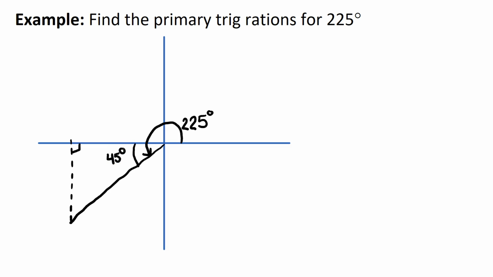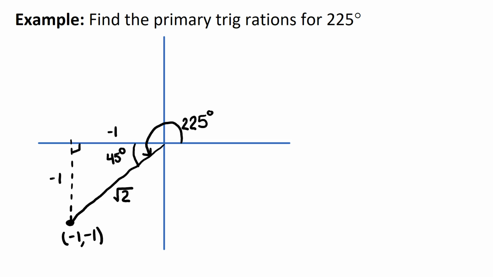So I know that my 45, 45, 90 case, so that's going to be 1, this is going to be 1, and this is going to be root 2. But I have to keep in mind the quadrant that they're in. So if I imagine this is a point, this point is going to be -1, -1. Some people actually like to put -1 here and a -1 here. That kind of helps them remember.